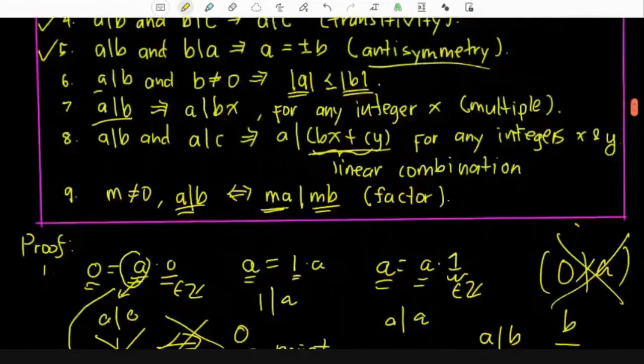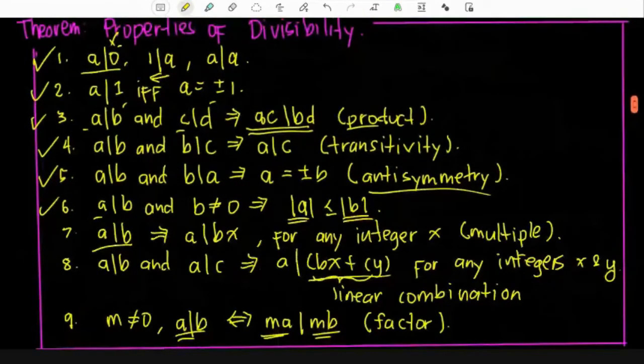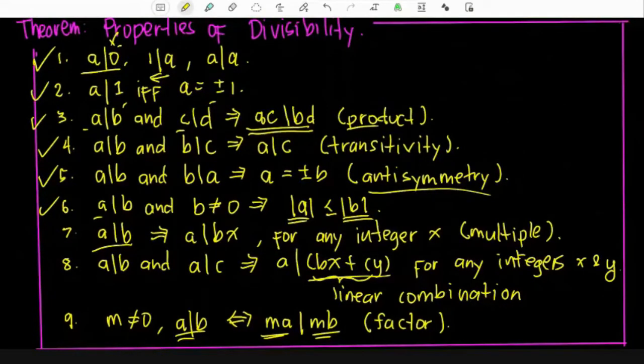So, okay na tayo. So, 6. Diba? A divides B implies A divides BX. X is any integer pala. So, that means BX is any multiple. So, I leave this as an exercise. Madali lang naman yan. Para ma-practice naman kayo.